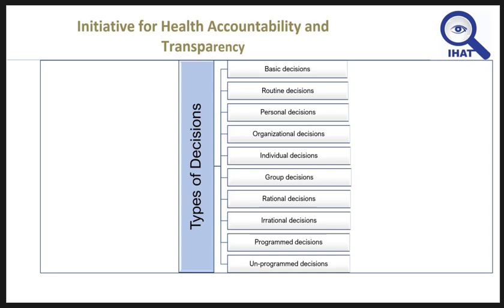Rational decisions are made after careful and systematic analysis of a problem and evaluation of several alternatives based on rational and logical facts and figures. Irrational decisions are based on intuition or experience of the decision maker and not based on relevant facts and figures.